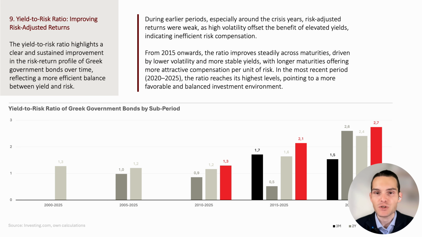The yield-to-risk ratio measures how much return investors receive relative to the level of risk taken. During the crisis years, risk-adjusted performance remained weak because high volatility offset the benefit of elevated yields. As market conditions stabilized and volatility declined, the ratio improved considerably across maturities. By the 2020 to 2025 period, risk-adjusted performance reached its strongest levels, particularly for longer-term bonds.